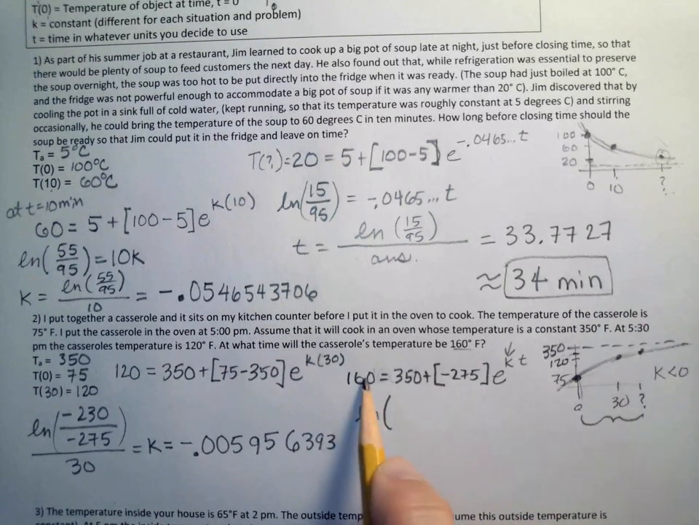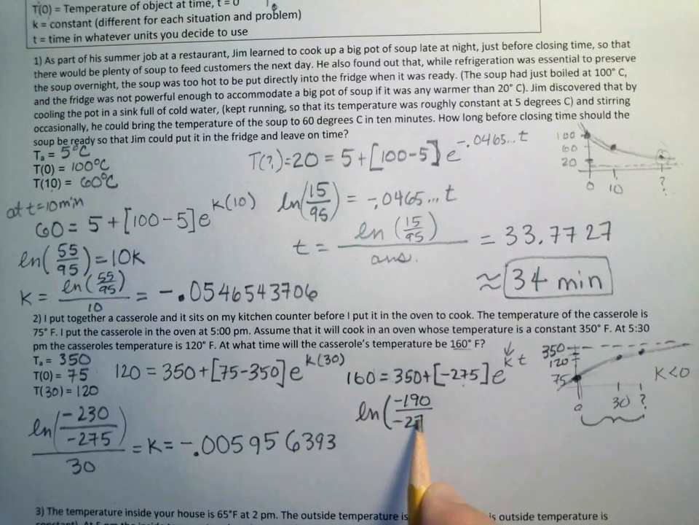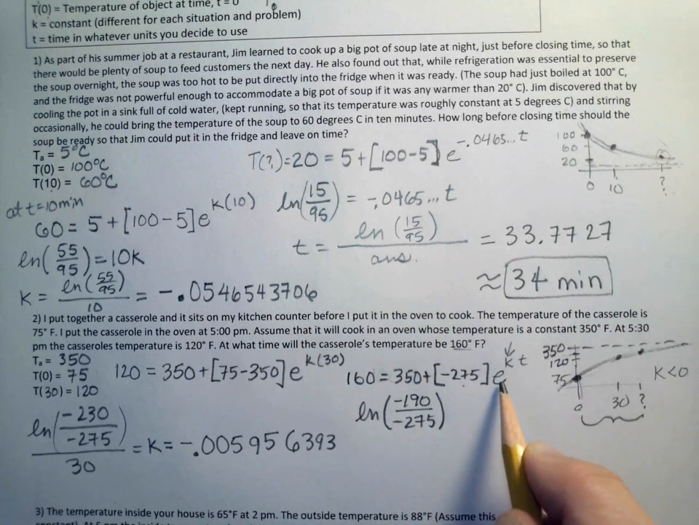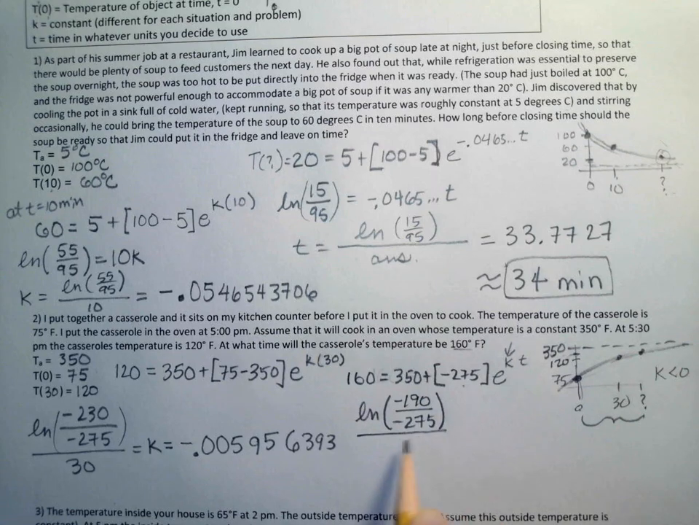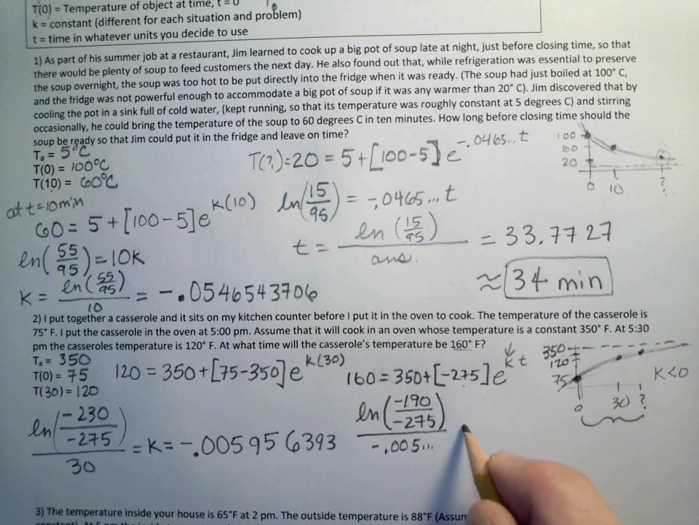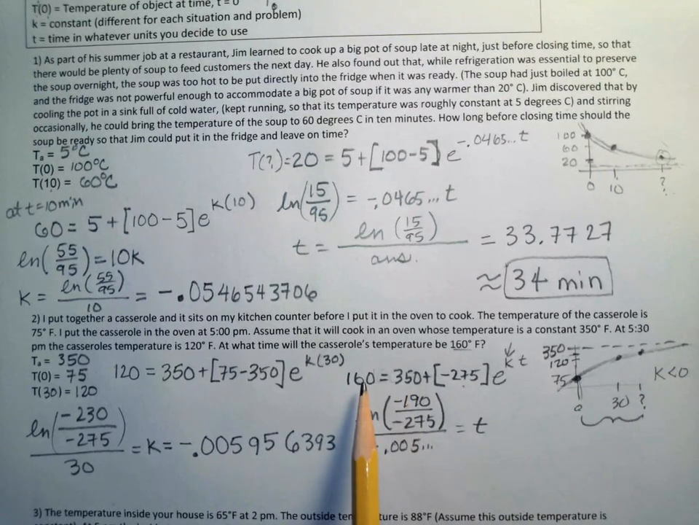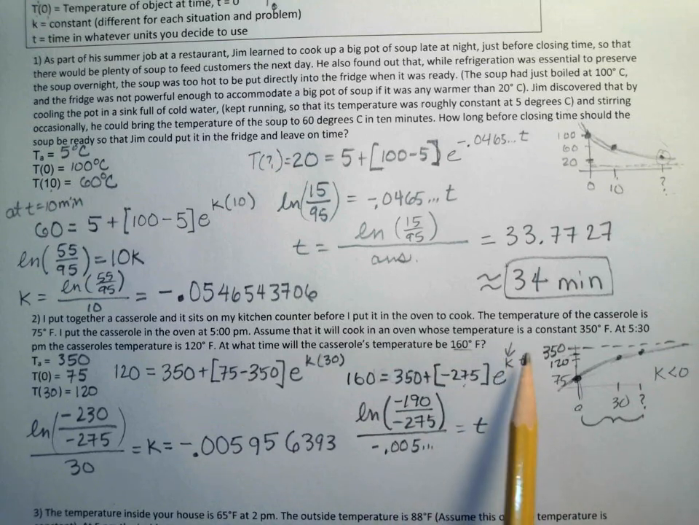So let's just do that. Natural log of the difference in these, negative 190 over negative 275, is equal to e to the kt. Now let's take the natural log. That'll be k times t. If we divide both sides by k, negative 0.005, and that should be equal to t. Okay, so we've done this enough times. Hopefully you're seeing this. I'm subtracting the 350, dividing by the 275, taking the natural log of both sides. That leaves me with kt, divide both sides by k, and that should equal t.